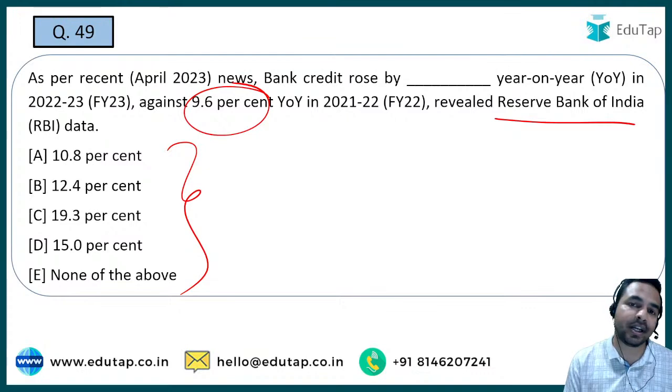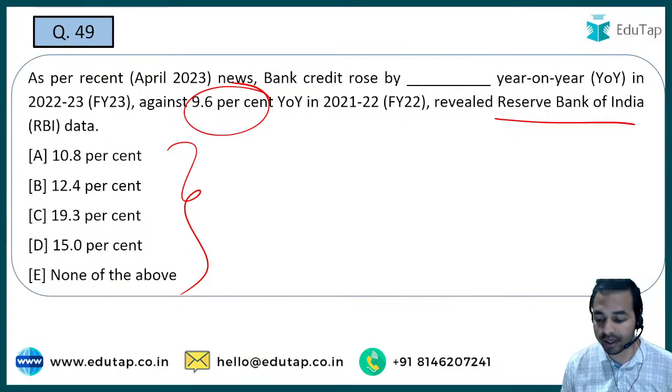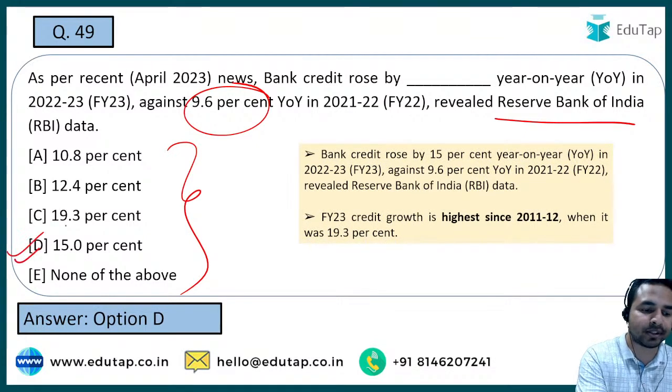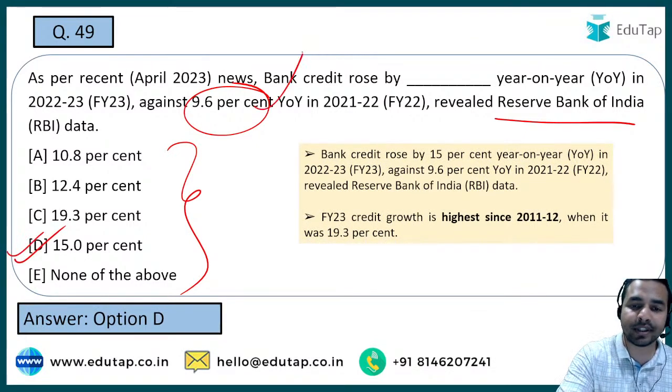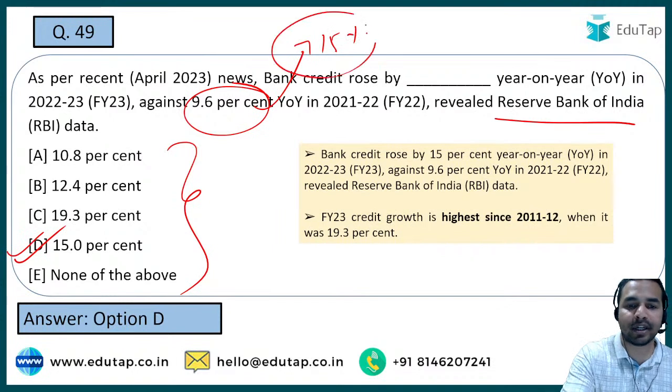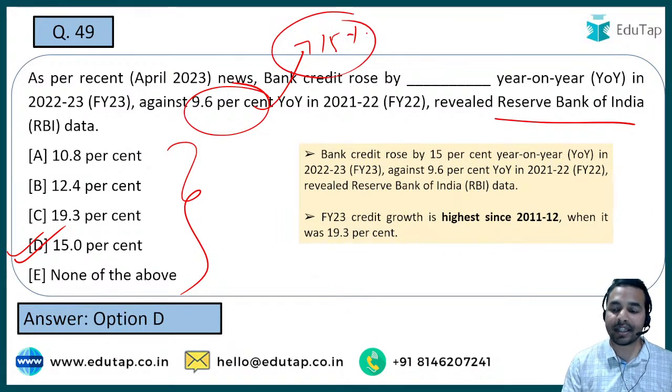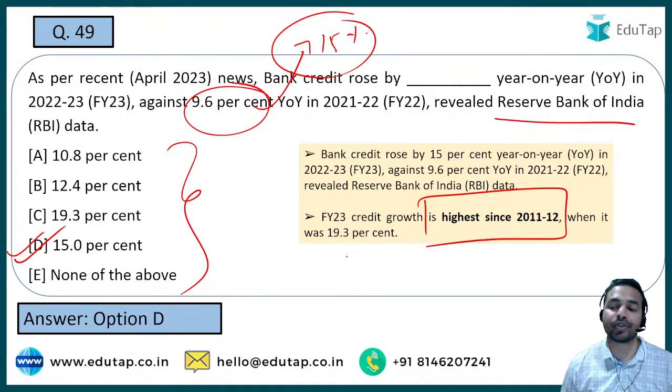What is the new percentage in the bank credit which has increased? And that particular percent is 15%. Okay, so from 9.6% this value has become 15% for the fiscal year 2022-2023. And guys, this is the highest since fiscal year 2011-12 when it was 19.3%.